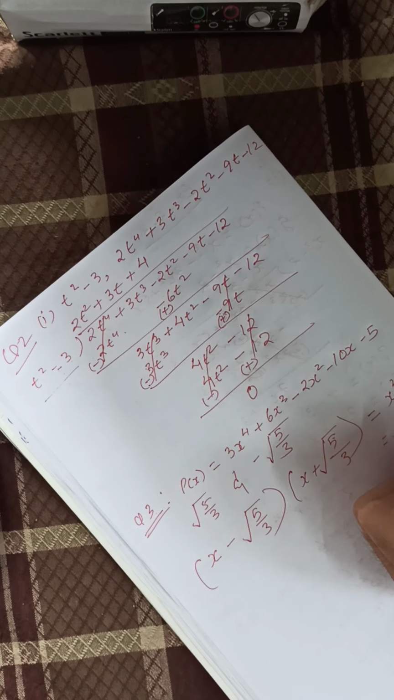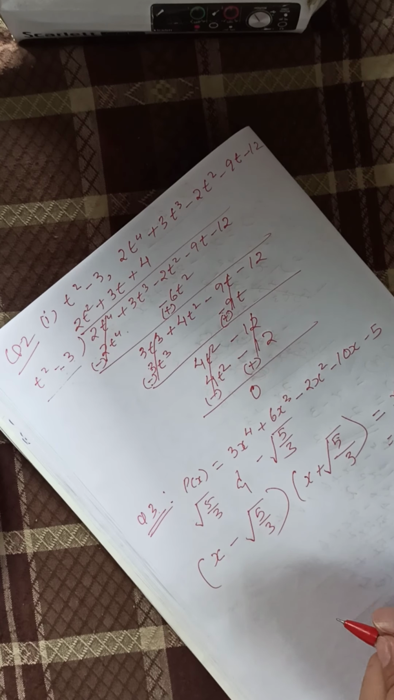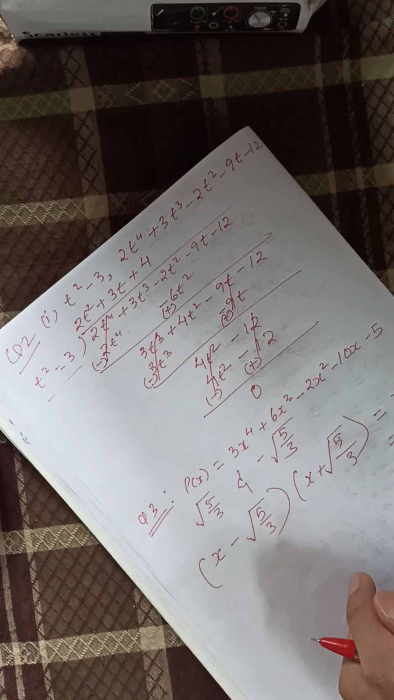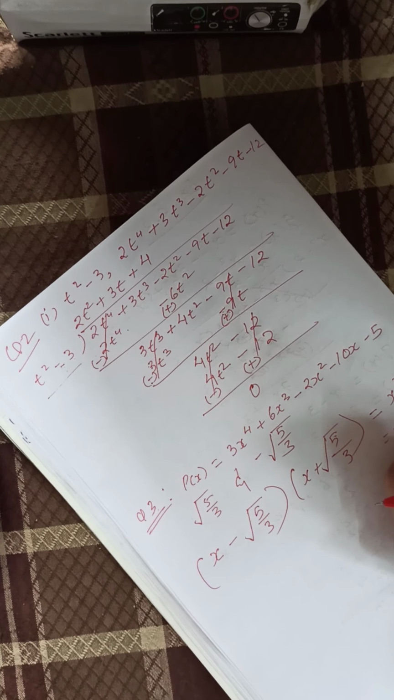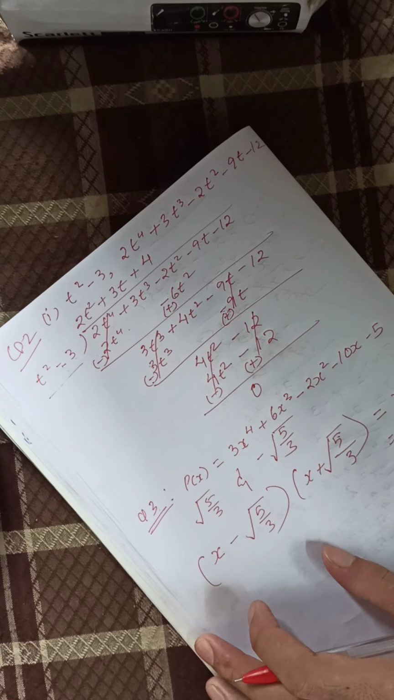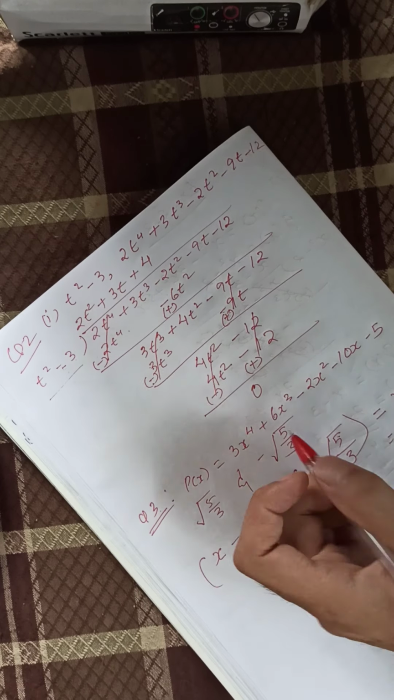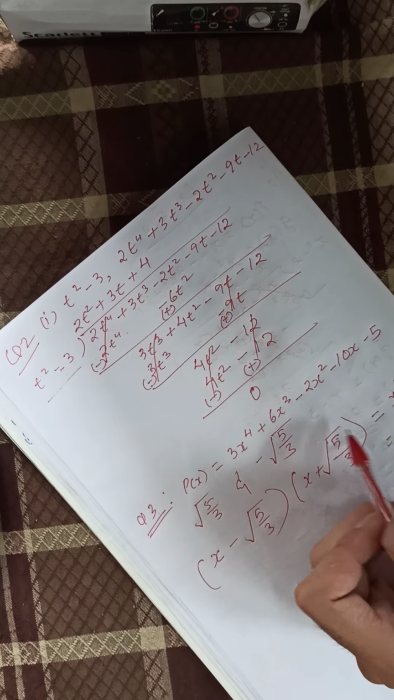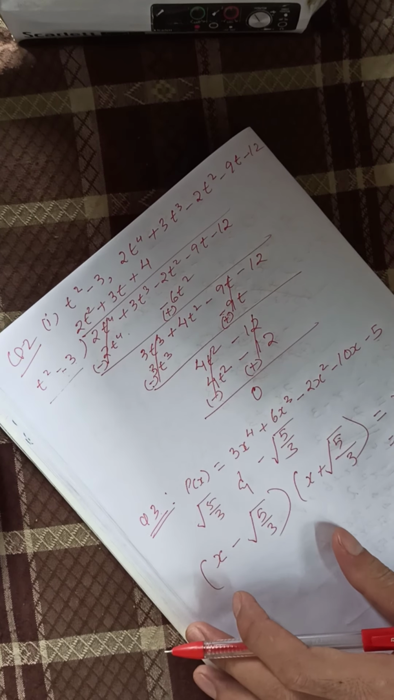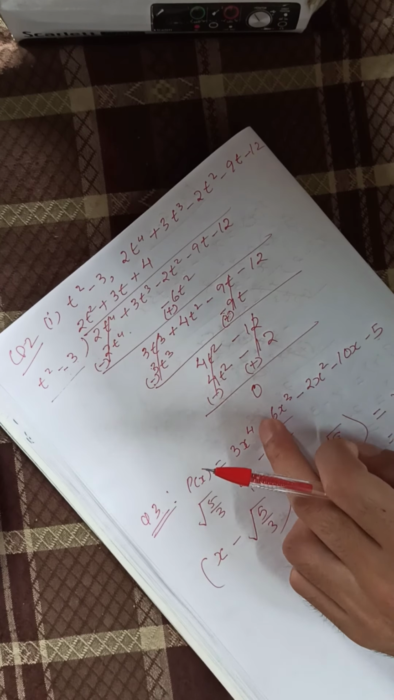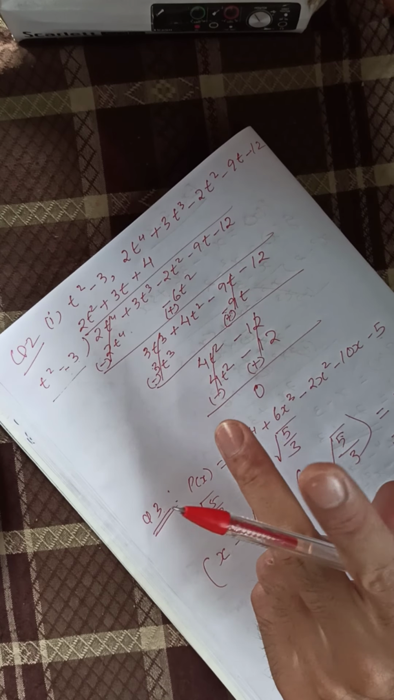So what we get here? x square minus root 5 by 3 whole square, the square root would get cancelled. So this is a factor of the given polynomial, this one. Now we divide the given polynomial by this, because this is a factor of this, because listen, because these are the zeros. So if you are to divide these two, the remainder will be 0.